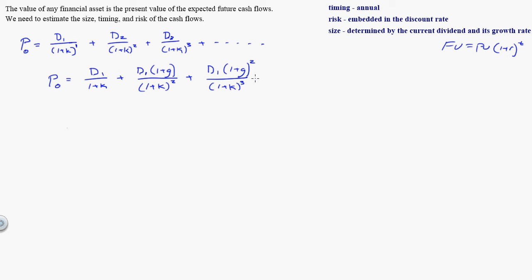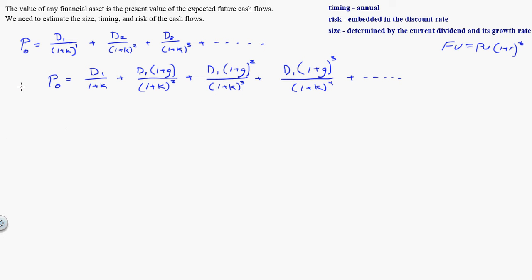I'm going to do one more because this goes out forever. Might as well stop at the next one here. The dividend at year 4 is the dividend at year 1 times 1 plus G to the third power, and I want the present value of that, so divide by 1 plus K to the fourth, and it goes on out forever. So how can we make this a little simpler?